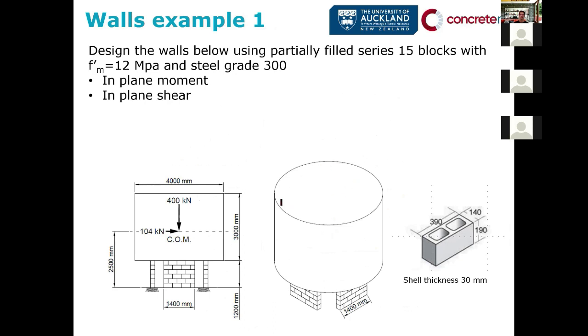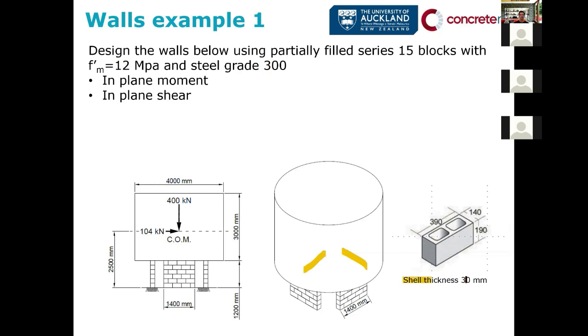Basically, we are designing a retaining water tank. And we are using 4 concrete block walls at the bottom. So one here, one there, another one behind there, another one behind there. We are going to use series 15 blocks with the same concrete, 12 MPa, and steel 300.